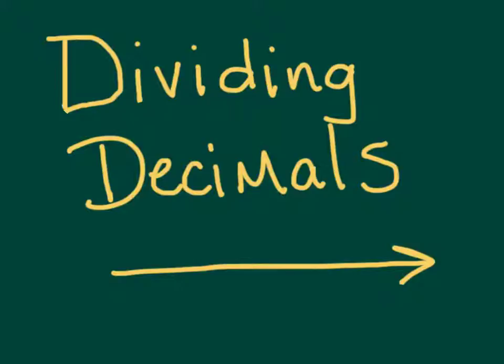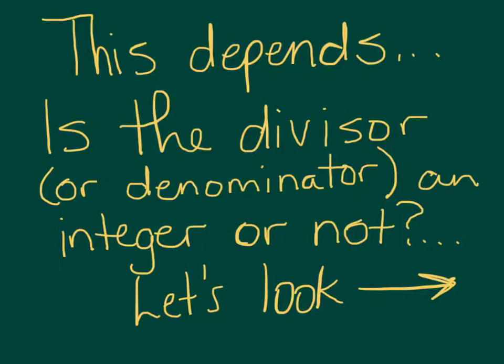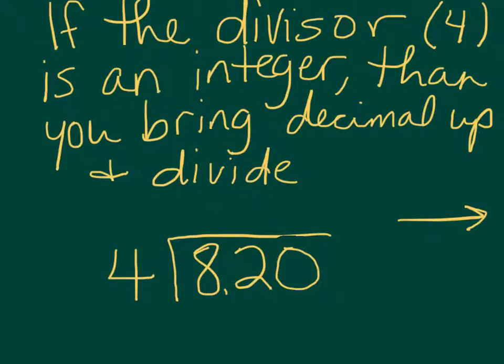Now we're going to look at dividing decimals. Here we have a whole other ball game. The other rules no longer apply. Here we have 2 situations we have to look at. It'll depend on whether the divisor, or if you're looking at a fraction, the denominator, is an integer or not. In this case right here, the divisor, the 4 here, is an integer.